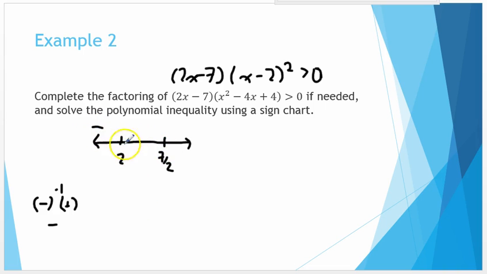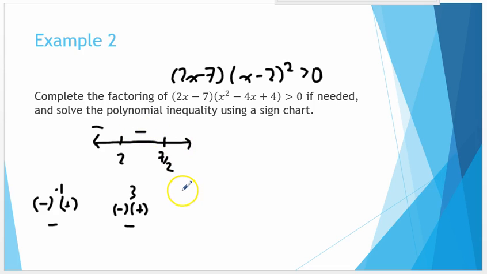Now I want to plug in a number in between 2 and 3.5. So 3 is a good number to use. If you're plugging in 3, you'll have 2 times 3 is 6, minus 7 is -1, so a negative number. And then 3 minus 2 is 1, squared stays positive. So I don't really care exactly what number it is. All I care about is whether it's going to come out positive or negative. That's why I'm just abbreviating it this way. And then a negative times a positive is negative.